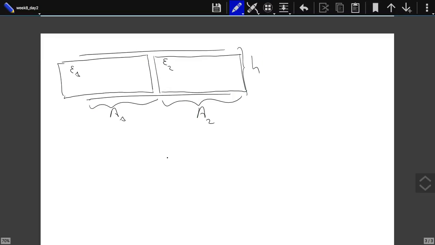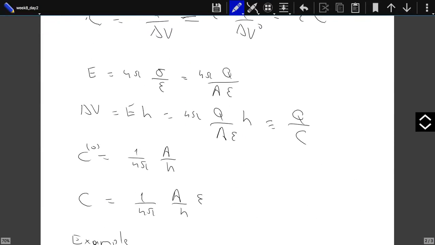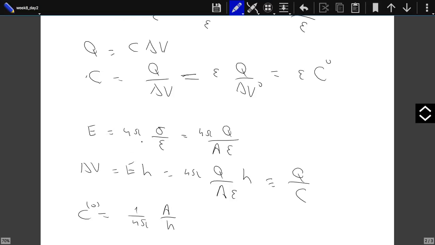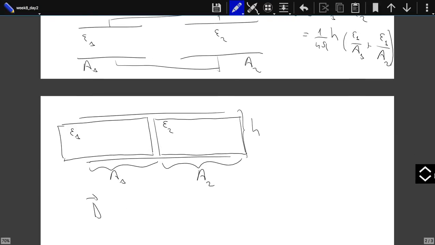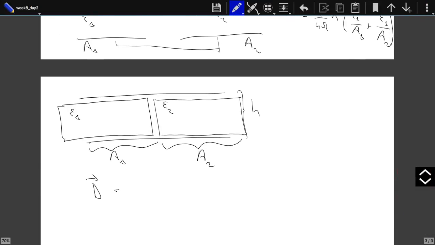We had just shown that the electric field, which we calculated before, is 4 pi sigma over epsilon. So from which we can just use the displacement field. The displacement field is just 4 pi sigma. There are no epsilons in the displacement field. It doesn't really, it indirectly feels the dielectric. So the displacement field in this case will also be 4 pi sigma. Now let's say the magnitude.